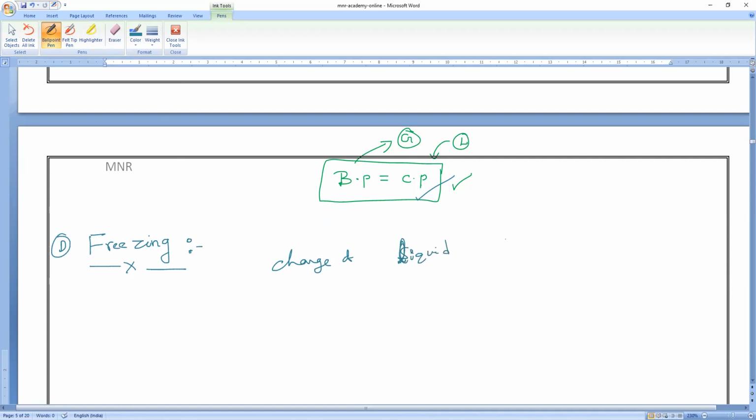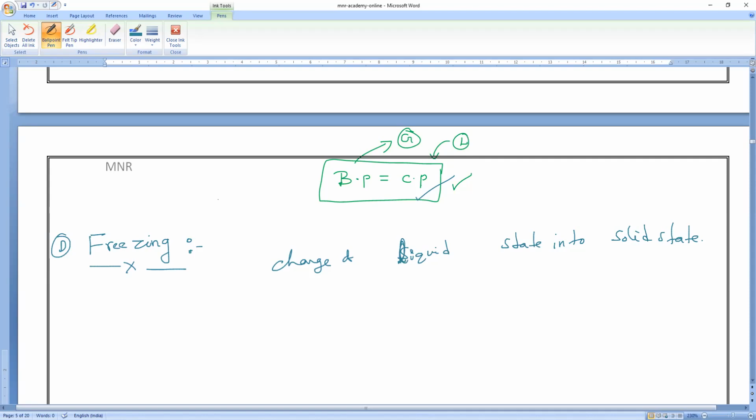Change of liquid state into what state? Solid state. So that is only called freezing. So is the temperature decreasing or increasing? Decreasing. So if you are further decreasing the temperature continuously, definitely it will be converting into solid state.